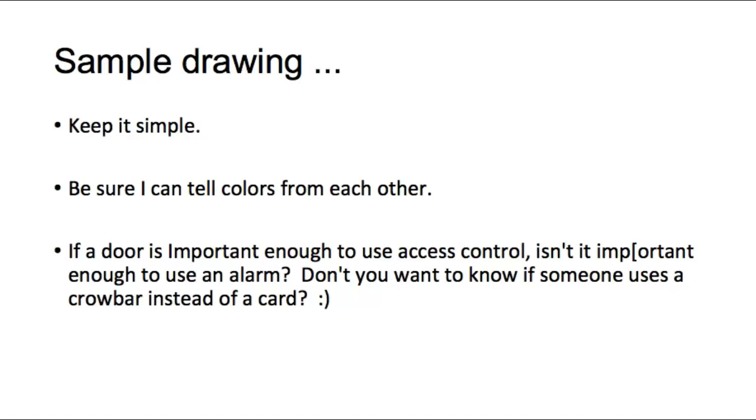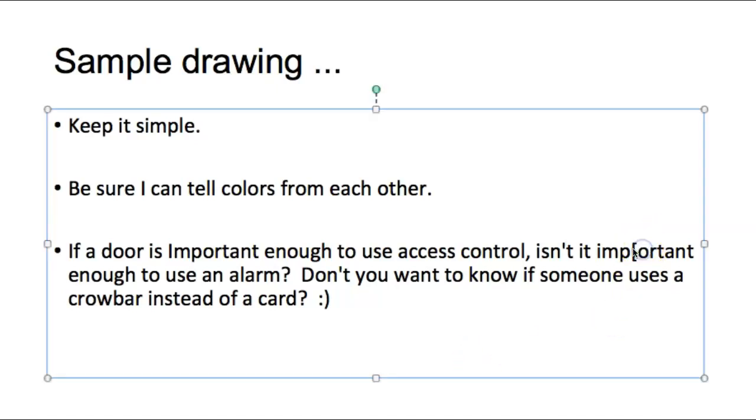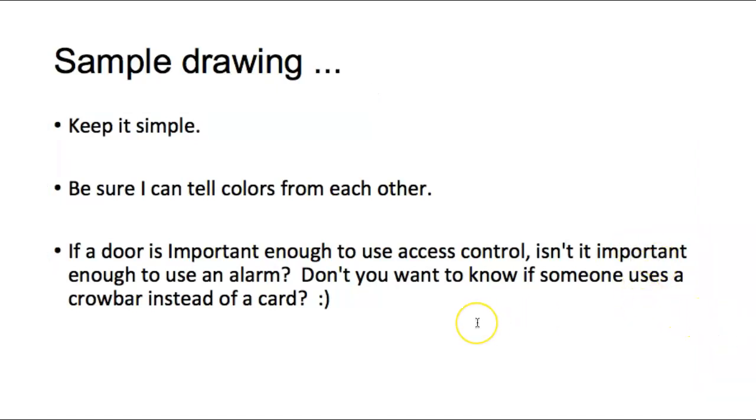Just remember one thing. If a door is important enough to use access control, it's important enough to use an alarm. Important. Yes, let's change that. Let's fix that on the fly. Boom. Okay. Doesn't bother me now. It's important enough to use an alarm on it.